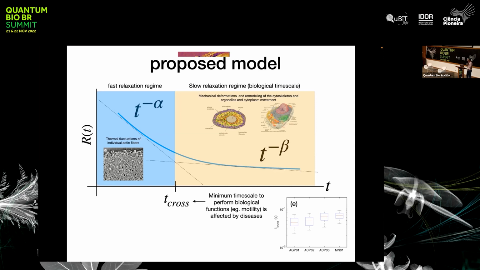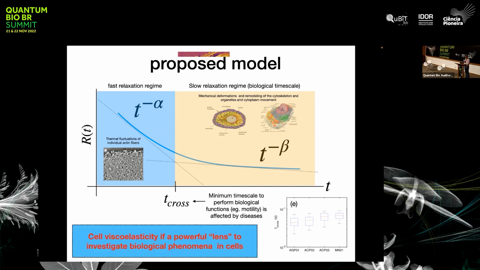So in light of these observations, that the viscoelasticity of the cells is somehow connected to the biological functions and motility mostly as well, we propose that cell viscoelasticity is a powerful lens to investigate biological phenomena in cells, just by pressing the cells, we can see what's going on inside them.